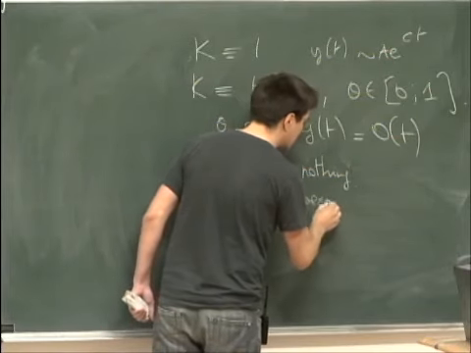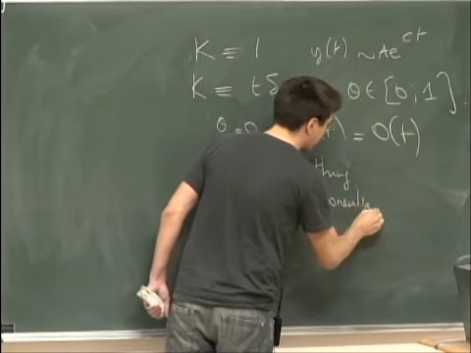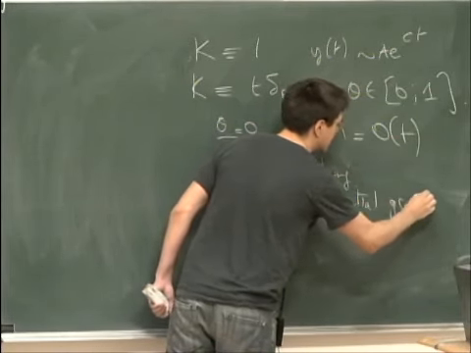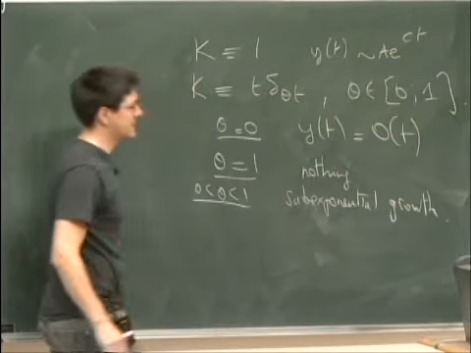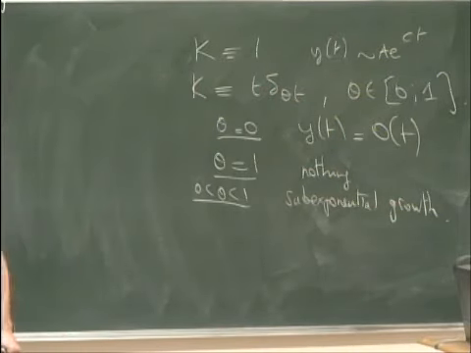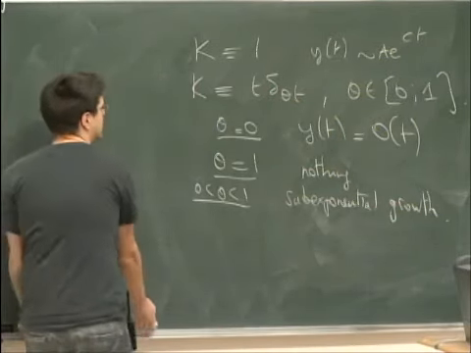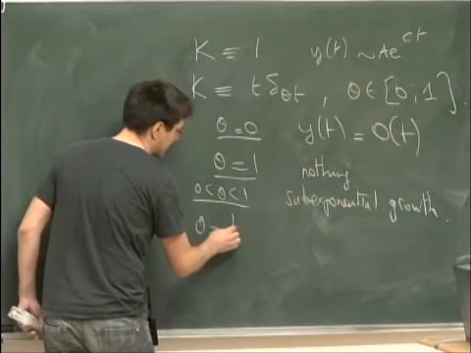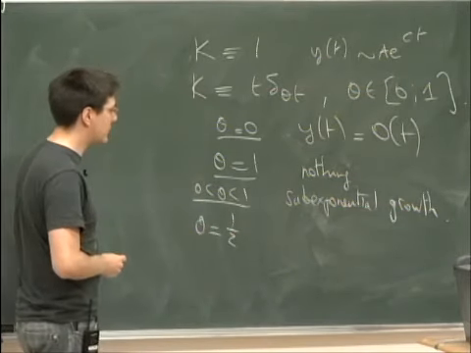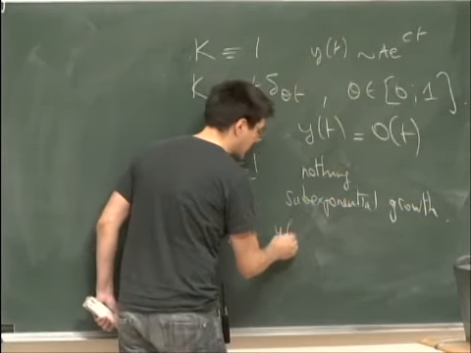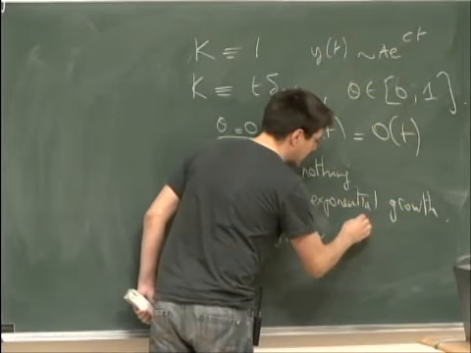Something worse than any polynomial, but decaying much slower than any exponential. And the baby example is you can try to do the computation with theta 1/2. You obtain y of t grows like exponential of log t squared.